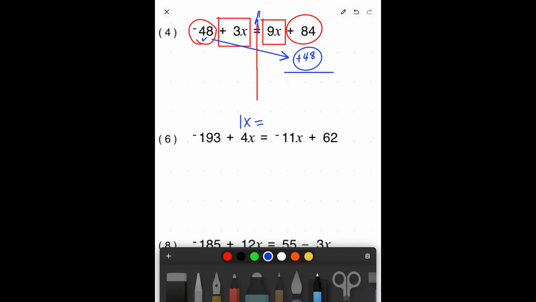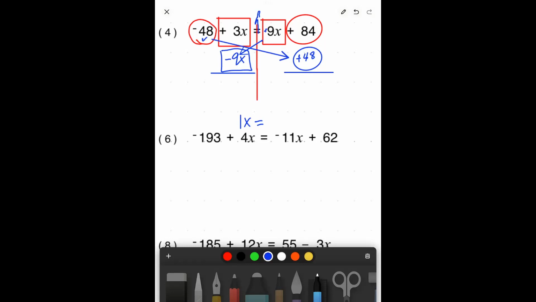All right, almost done. Same thing: I want to move this 9x over here to the left where the 3x is. So I'm going to take this, move it here, and draw a box. Now, this is a positive 9x, so when I bring it over to the left, it's going to become a minus 9x. And then all I'm going to do is combine the boxes together and combine the circles together.